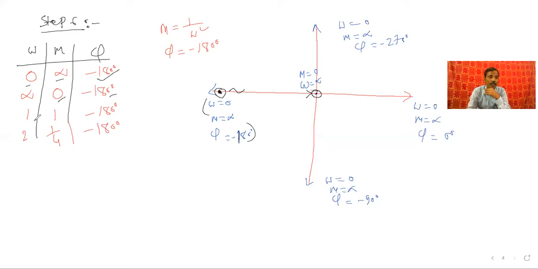And omega equals 1, M equals 1. This is the value omega equals 1, M equals 1, and phi equals minus 180 degree. So this is the polar plot, and the direction of the polar plot is this.